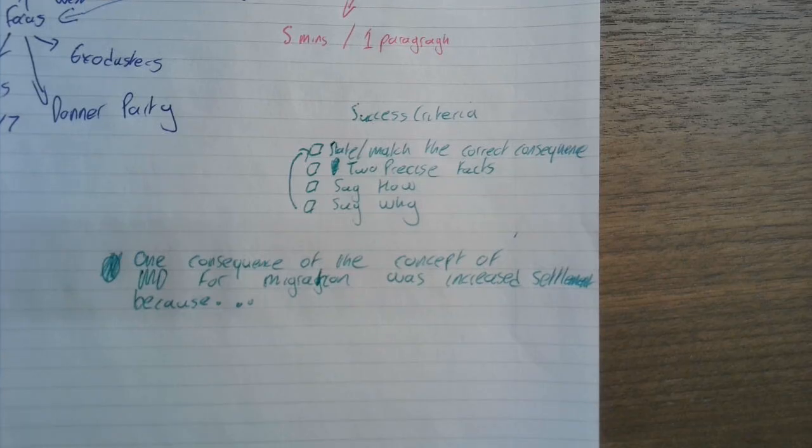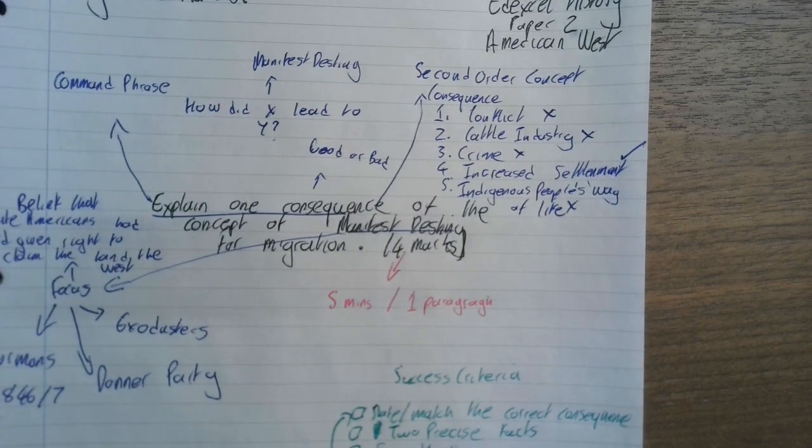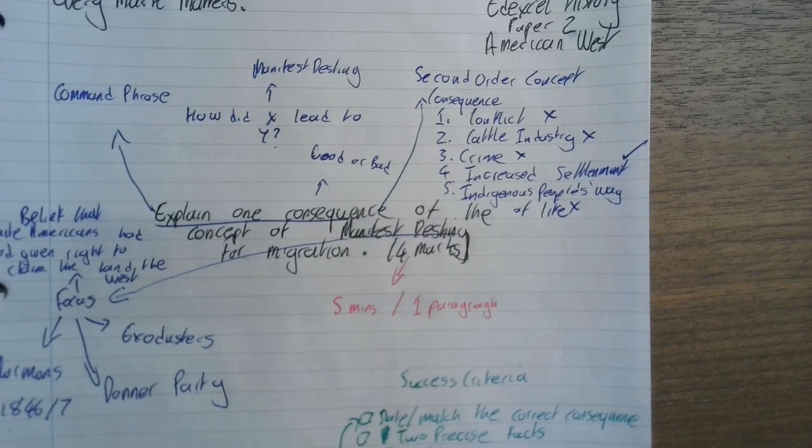Okay. Press pause, put your revision resources away for now, take the time, set yourself a 5-minute timer to have a go at answering this question, which is explain 1 consequence of the concept of manifest destiny for migration. Press pause. See you in 5.